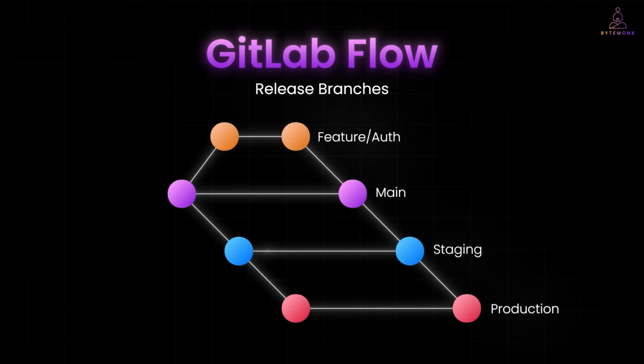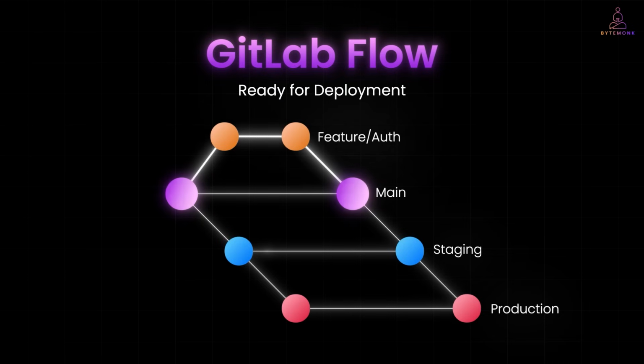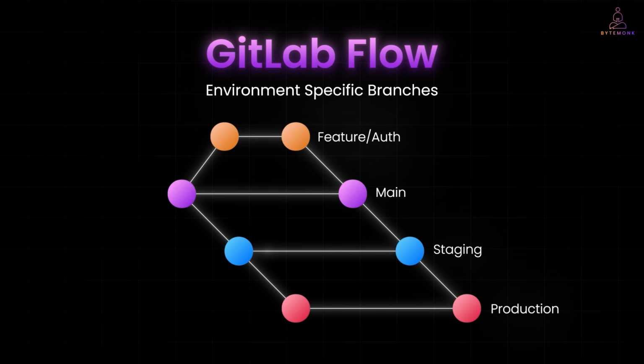Like GitHub Flow, you often develop feature branches off main and merge back into main when ready. The code in main is considered ready for deployment, like GitHub Flow. However, GitLab Flow suggests using environment-specific branches or tags. For example, you might have a staging branch and a production branch.